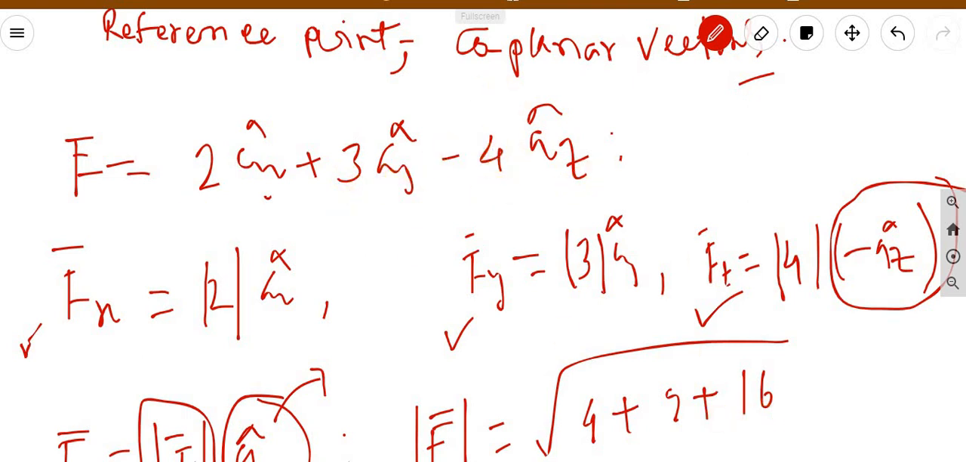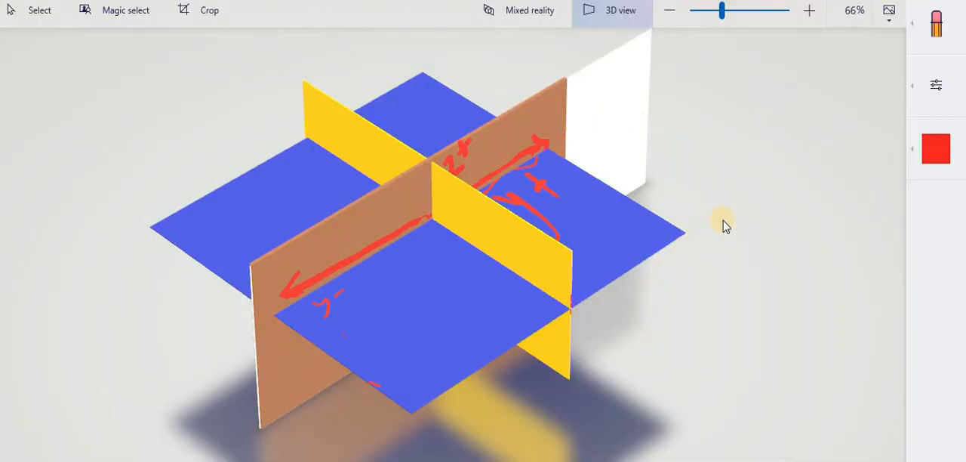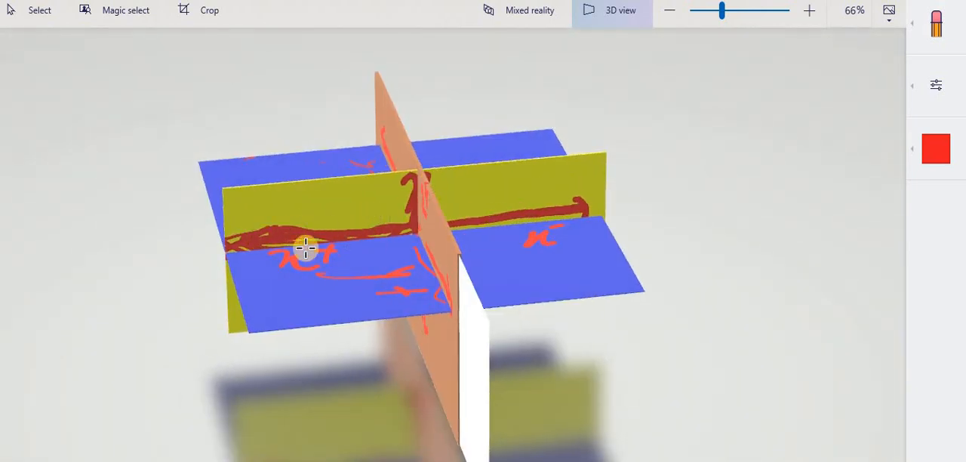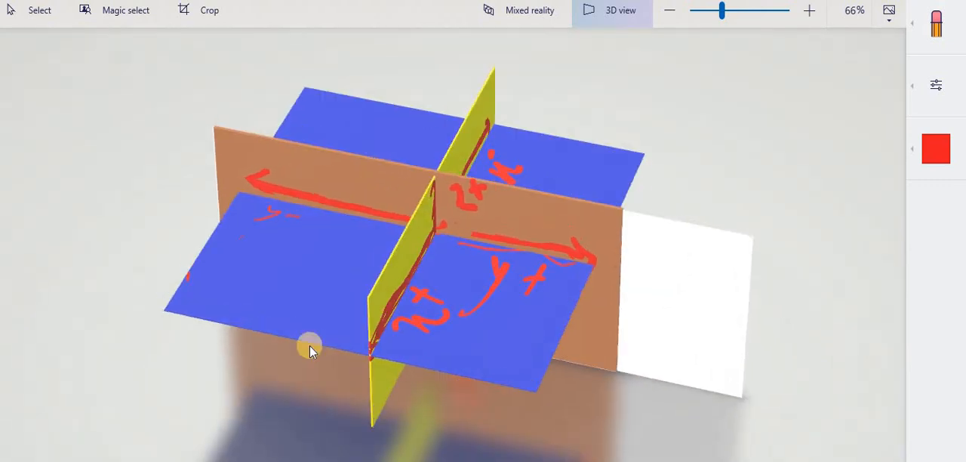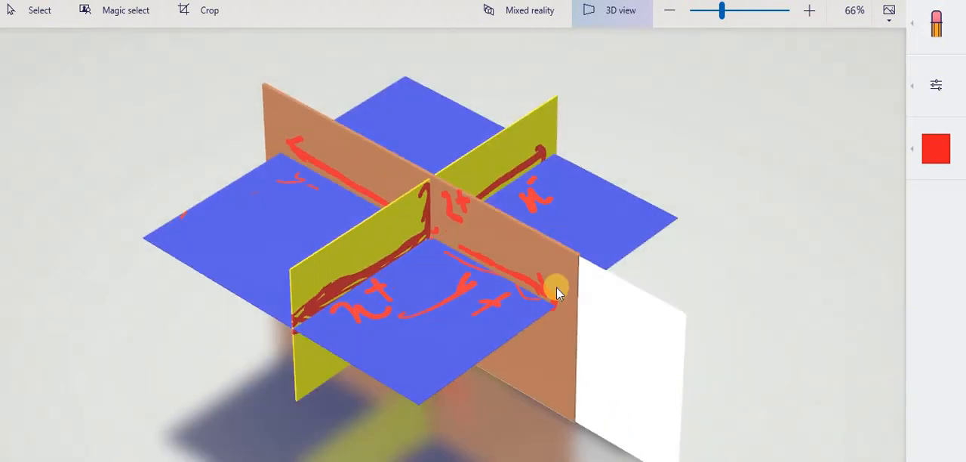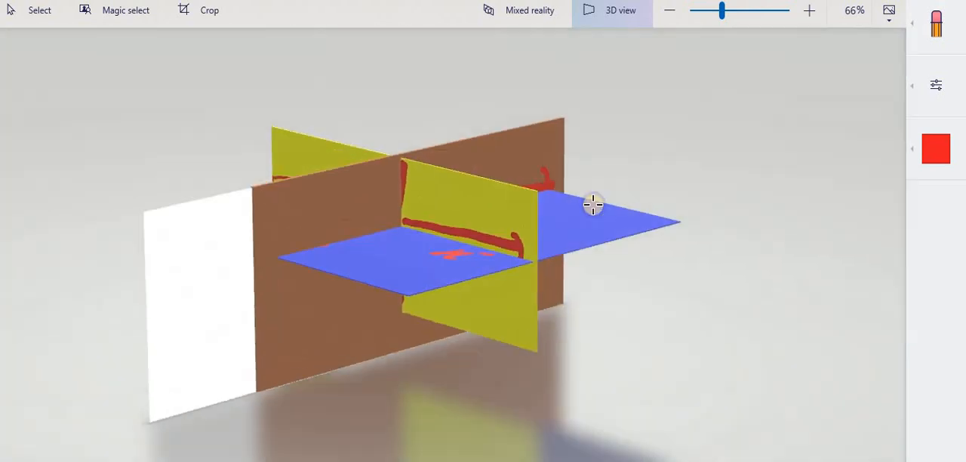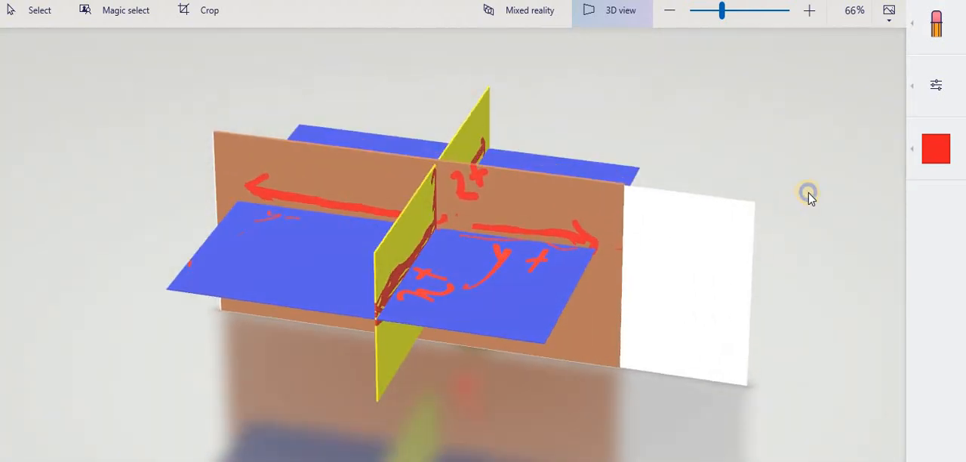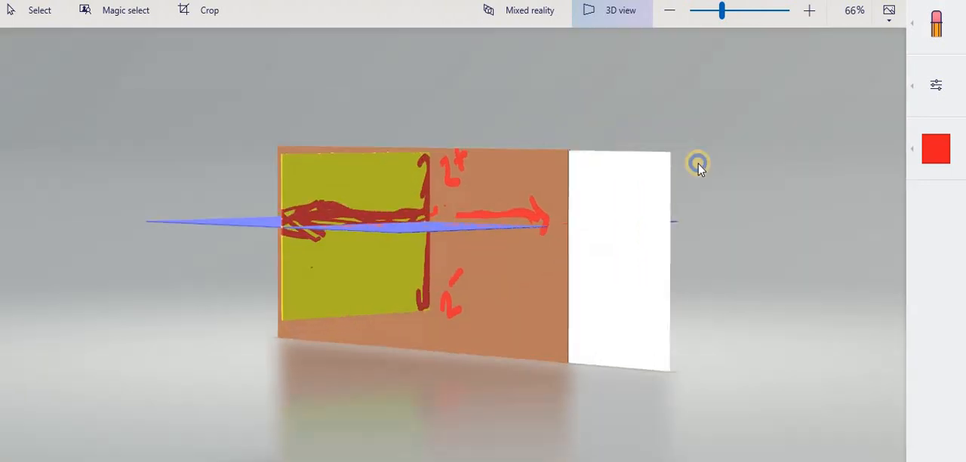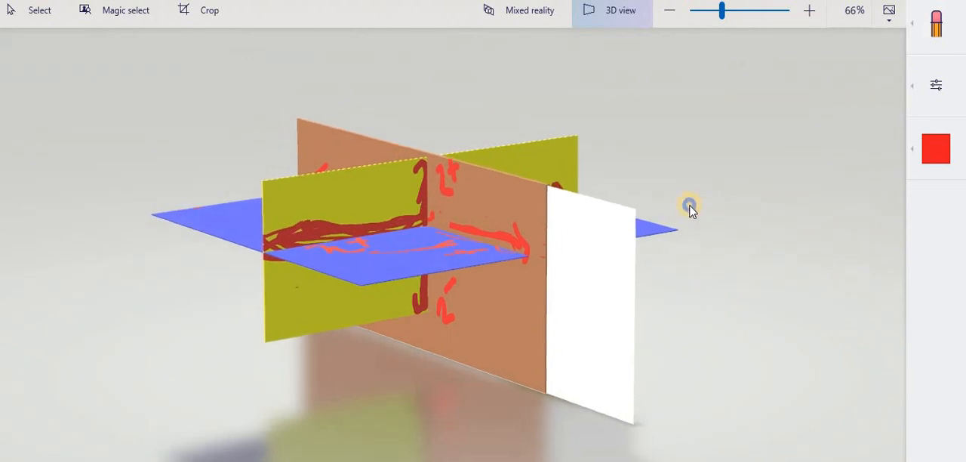Now if you see it in 3 dimensions, in this coordinate system, suppose I take this way as positive x and this way as negative x, this way as positive y and this way negative, and this way z negative and this way z positive. So this is the configuration of 3 dimensions. Okay, so in this way we can present it. Here one point will be there. This point is known as the reference point or origin of this coordinate system.